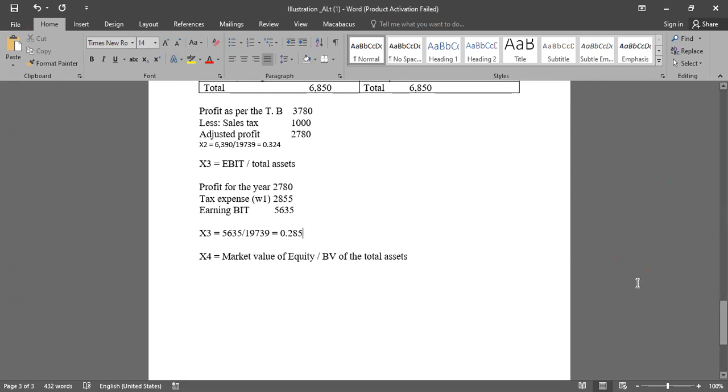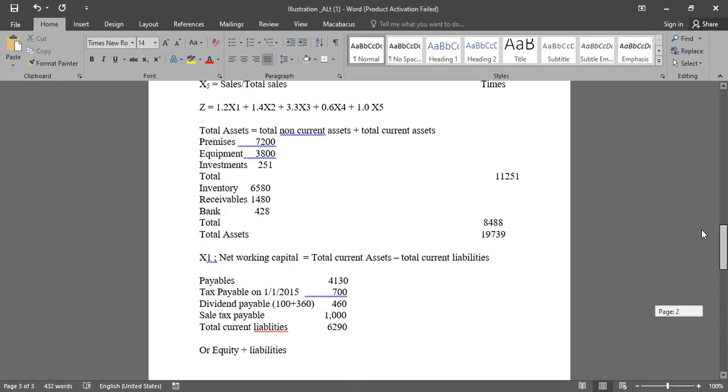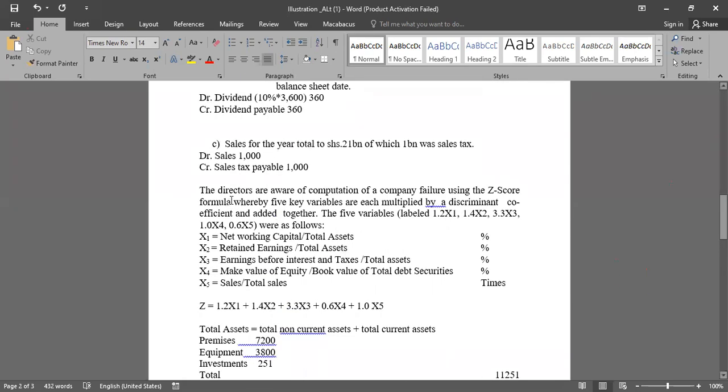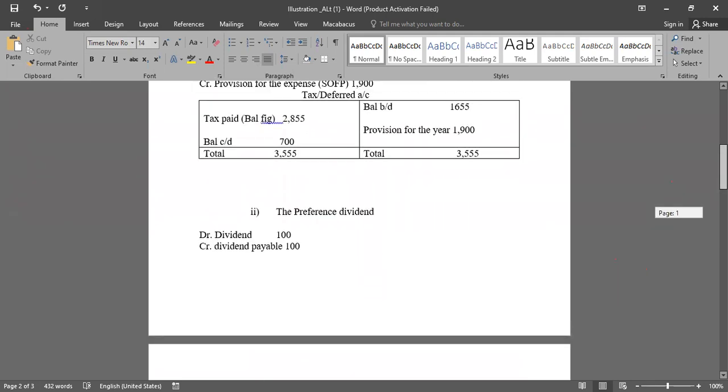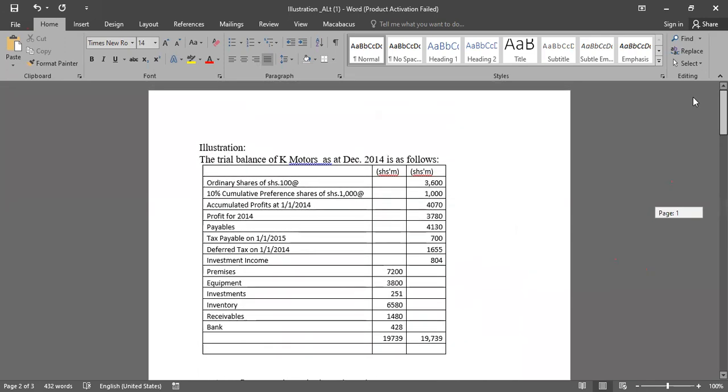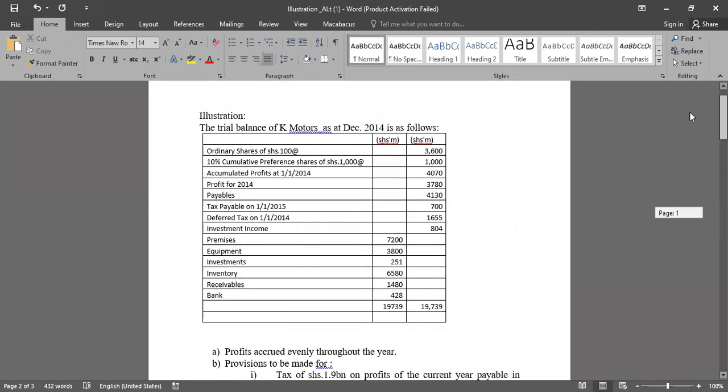Let's look at the market value. When you check the additional information that was given here, it says the directors are aware of computation of company failure using the Z score formulae, whereby 5. Okay, this doesn't have the market value. Let's see the market value. If you're seeing it, you can tell me. Otherwise, if it's not given, you consider the face value as the market value, which is 100, which is really rare. Always tell us.